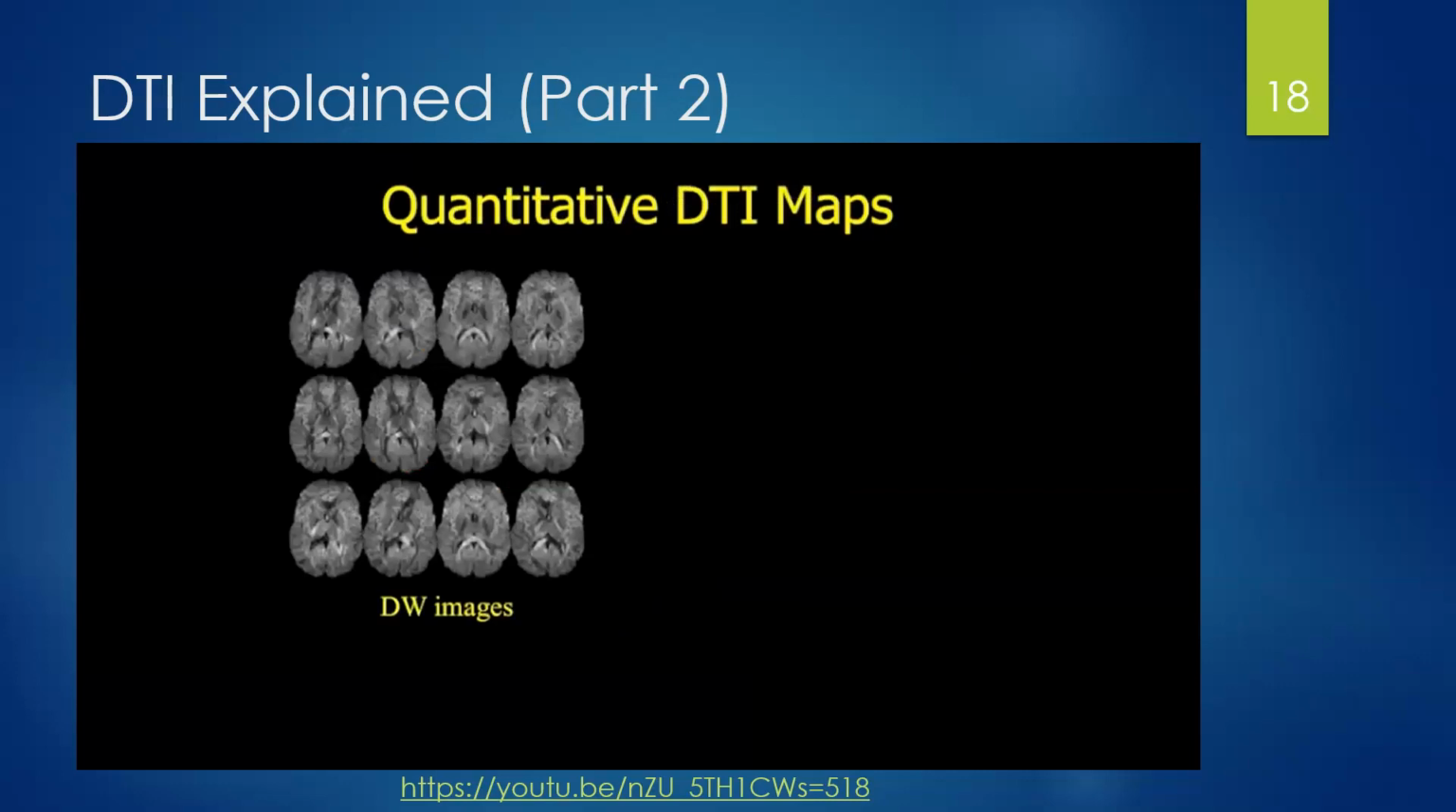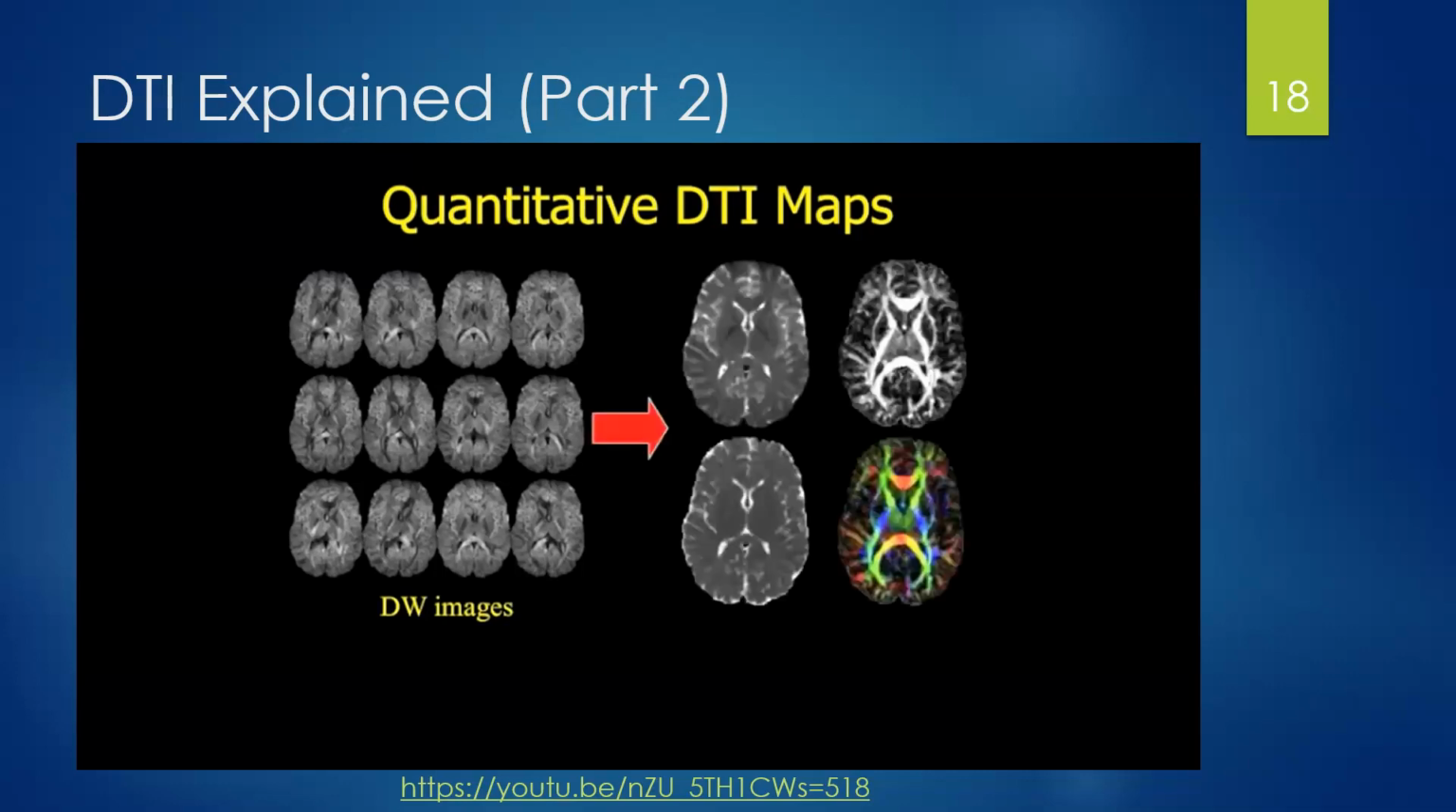Here is an example of 12 diffusion-weighted encoding directions. Note each image has slightly different contrast that corresponds to the orientation of the white matter relative to the diffusion encoding. By combining these images to estimate the diffusion tensor at each voxel location, quantitative diffusion tensor imaging maps may be generated that provide descriptive measures of brain tissue microstructure. In addition, the diffusion tensor may be used to estimate the trajectories of the white matter fibers in the brain using tractography.